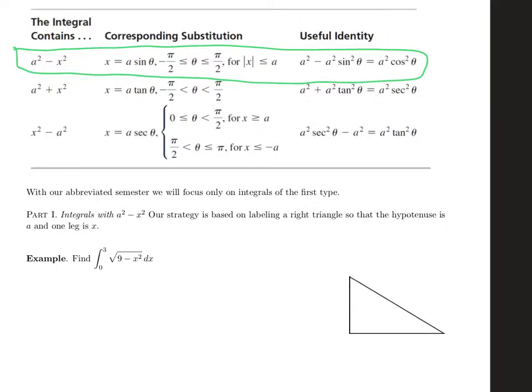The other reason for doing it is that it's a little weird that we get all the way to the end of a second semester calculus course before we have enough calculus tools under our belt to find something as simple as the area of a circle. But that's what we're going to do.